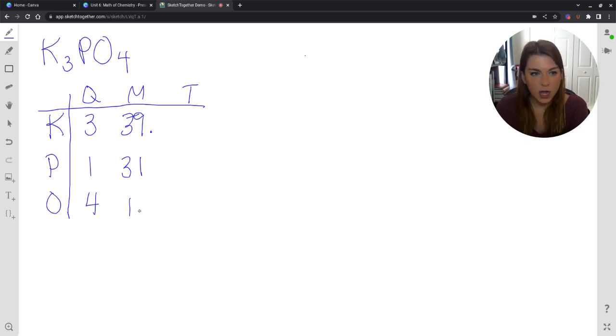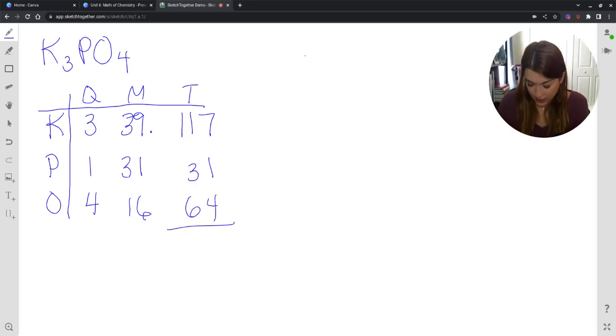Phosphorus is 31 and oxygen is 16. We are going to multiply these going across. This should be 117. 39 times 3, yes, 117. This is 31, and 4 times 16 is not 48, it's 64. I always mess that one up. Okay, and we're going to add all of those values together to get the molar mass of the potassium phosphate. So this comes in at 212 grams per mole.